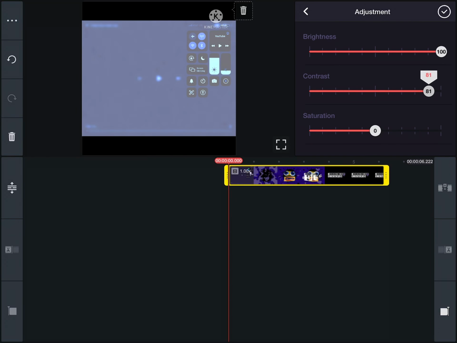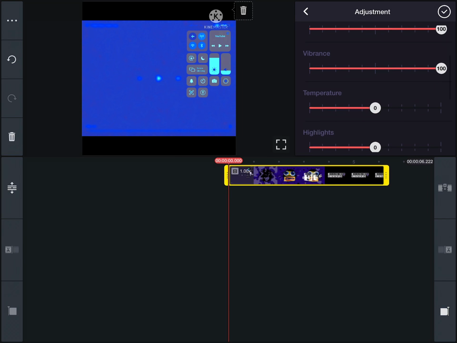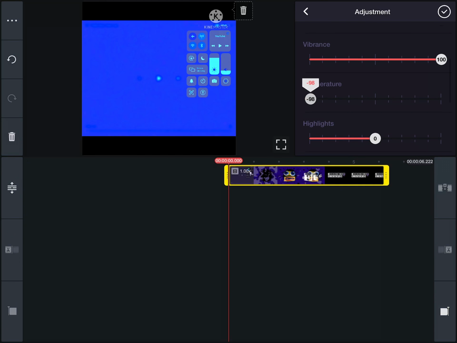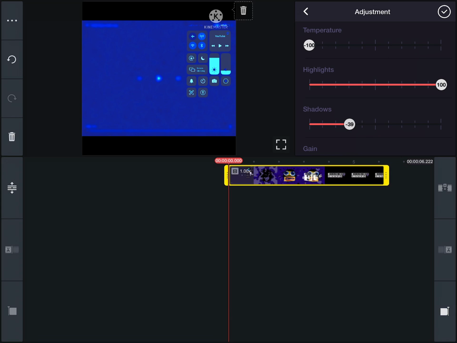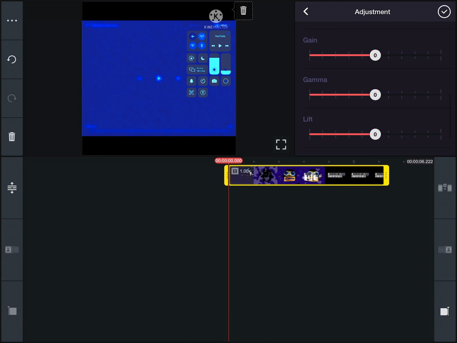Brightness up, contrast, saturation, vibrance, temperature, highlights, the shadows, and left.